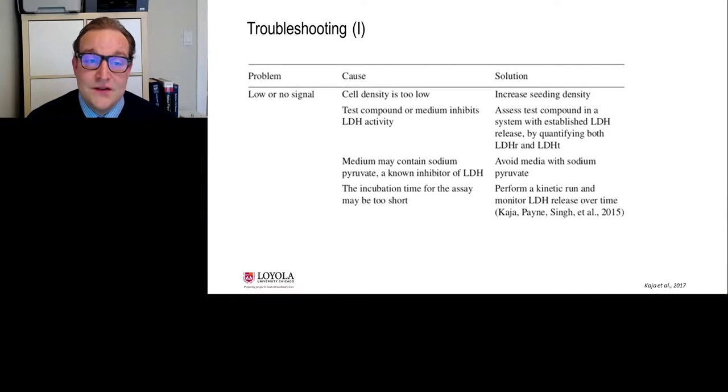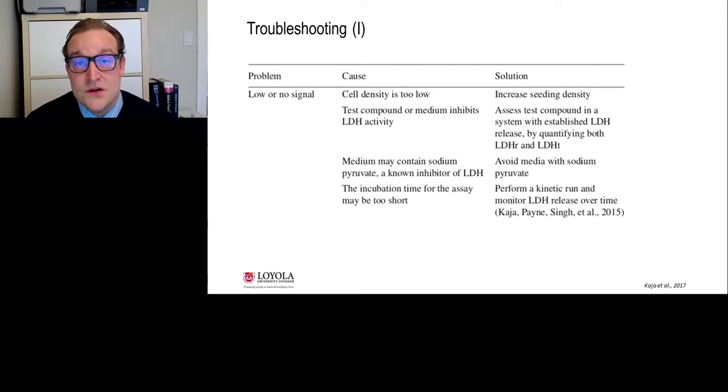Also, test compounds or media may inhibit lactate dehydrogenase activity. Given that our assay contains so few reagents, it makes it very easy to actually test in a standardized setting that might be cell-free to actually see whether any component interferes with the enzyme activity itself.